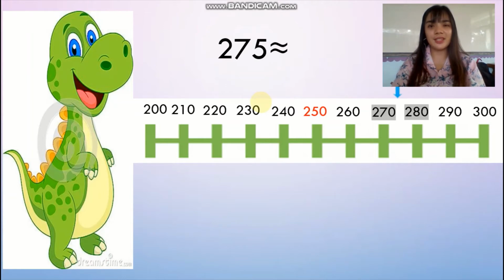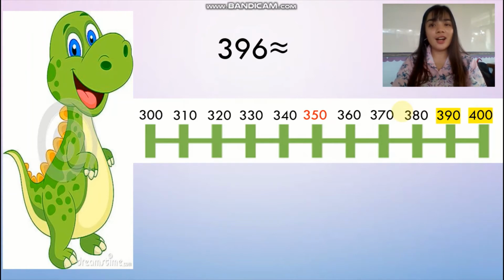Next we have 275. 275, you can see that it is in between 270 and 280. So where are we going to round it off? Is it in 200 or 300? So 275 is approximately equal to 300. Nice one.